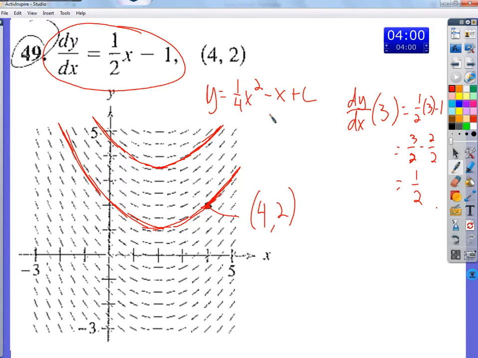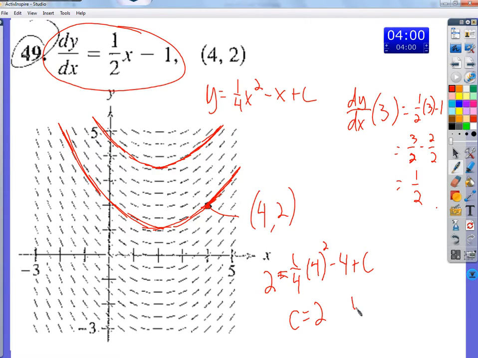This graph goes through this point. You plug in those points into that thing. This is one point. You put this x in and you should get this y out. Should get 2 when you go 1/4 times 4 squared minus 4 plus whatever c is. So this will be 16 divided by 4. That'll be 4 minus 4, which is 0. So c will be 2.